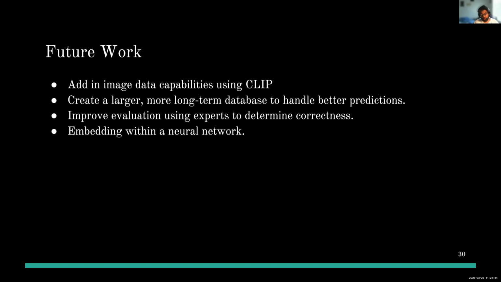Some future work that I wanted to create, if I had had more time, would be to add in image data capabilities so that I could upload specific topography maps of the water, and then the LLM could compare that to sensor data. Additionally, embedding it within a neural network to make it even more robust would make this a lot better.